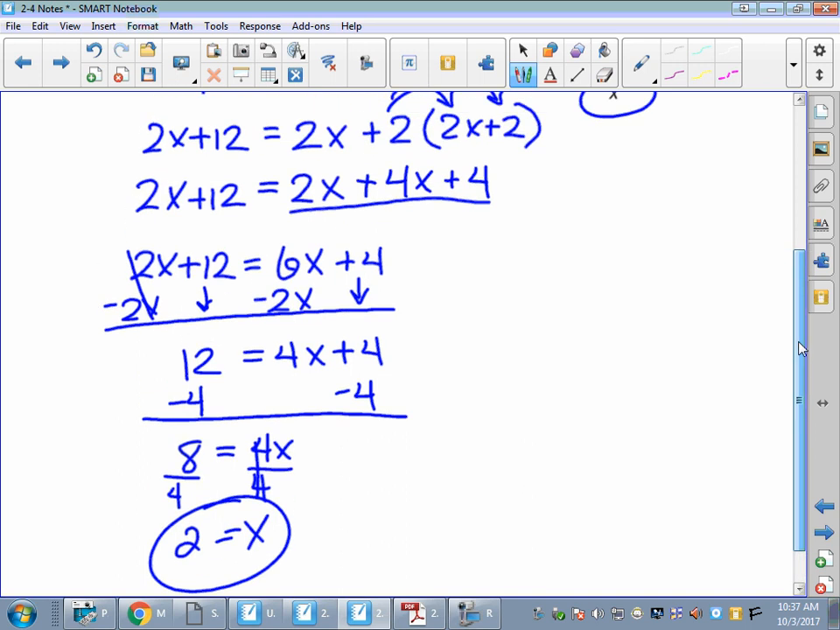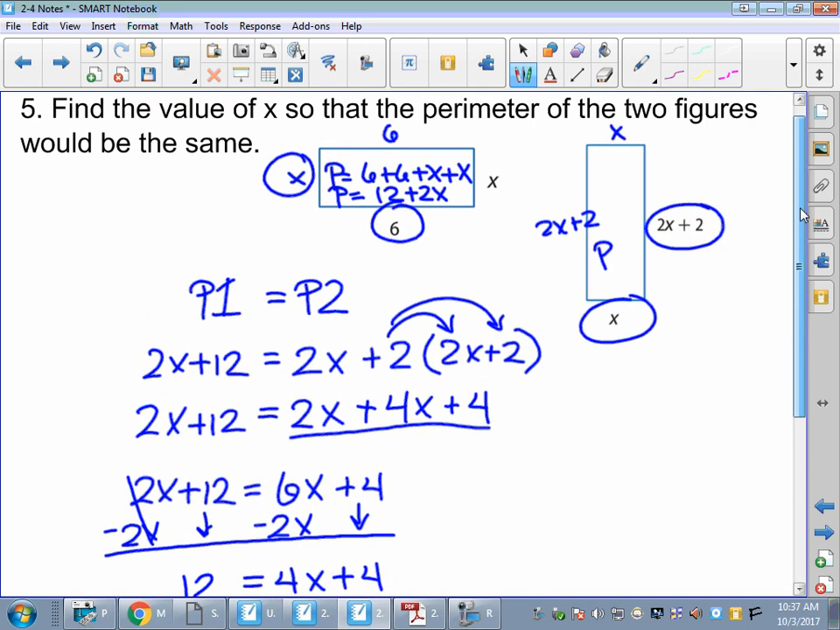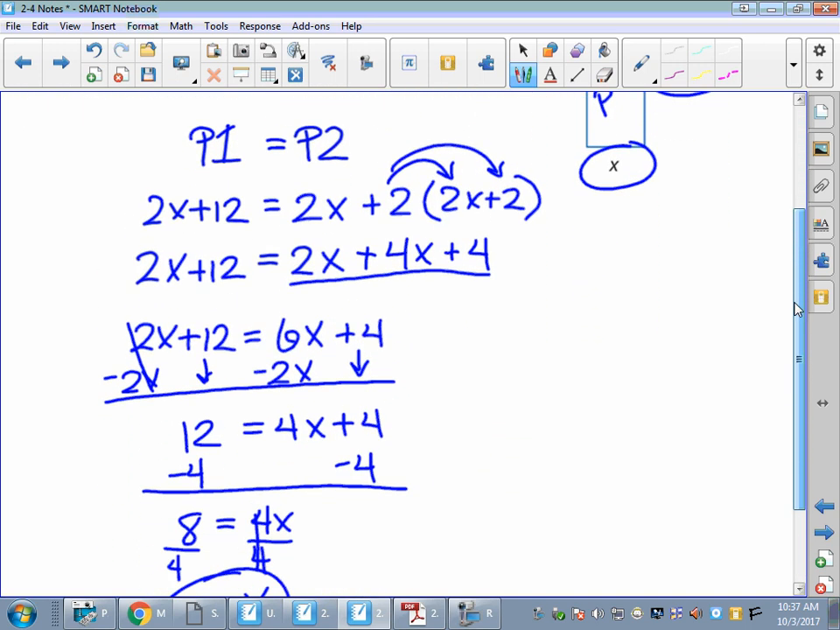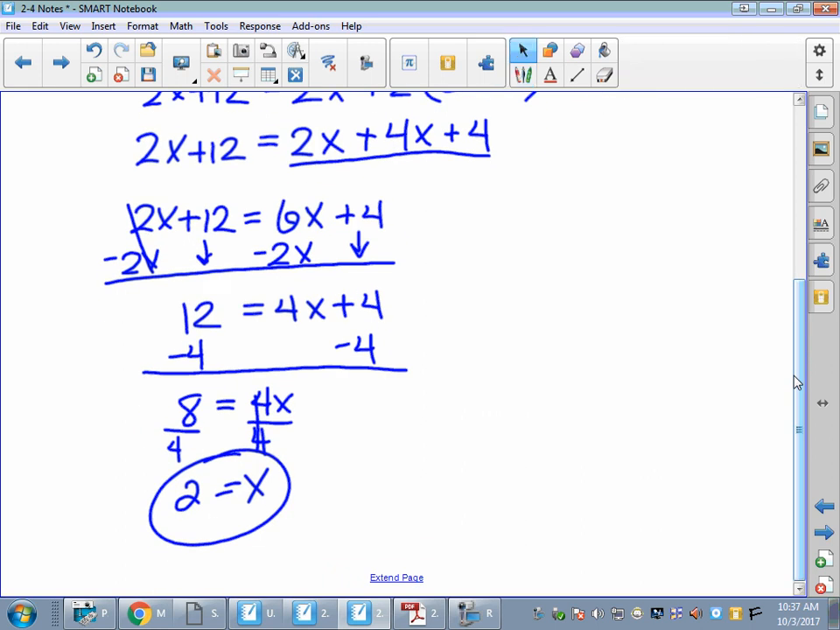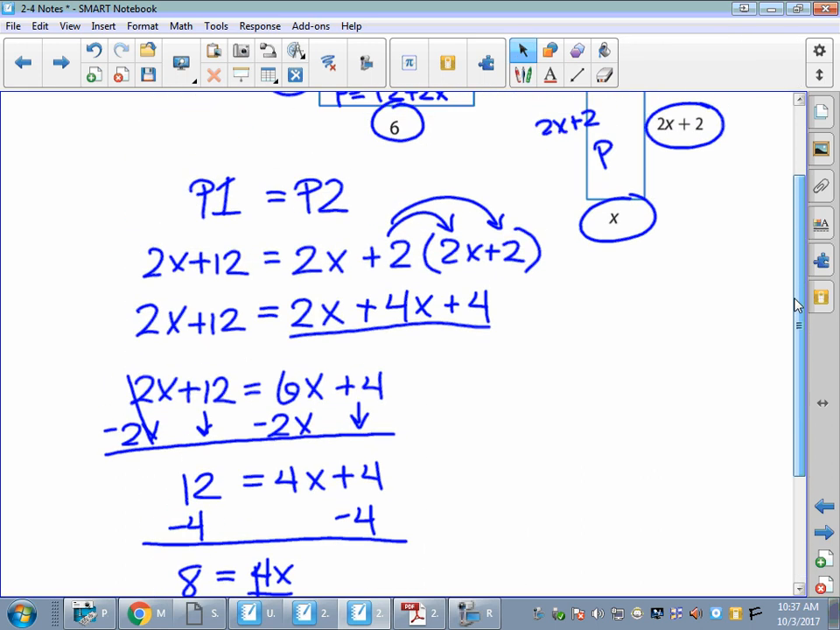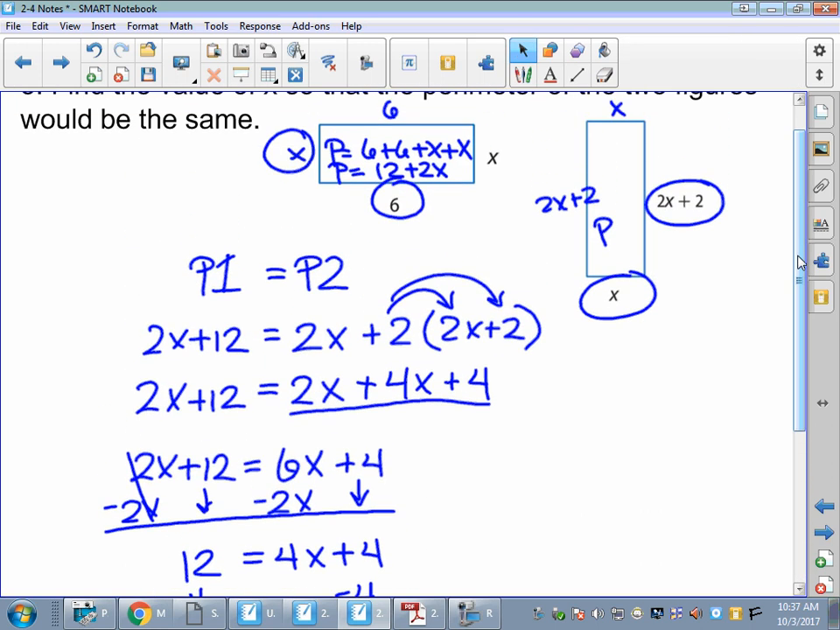So it asks us to find the value of the variable that would make the two perimeters the same, and the value of that variable is 2. If you look at 2 and you plug it in, this would become 12 plus 4, which is 16. And over here, if I use 2, that would be 2 times 2, there's 4. If I plug in 2 here, I got a 6 and a 6. 12 plus 4 is 16. So the two perimeters match.